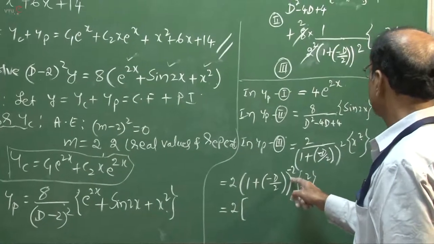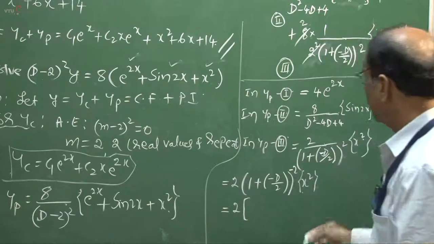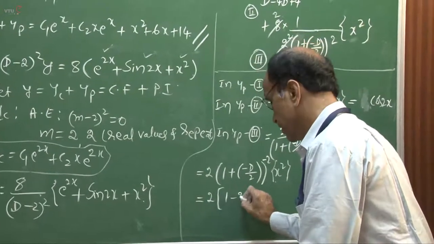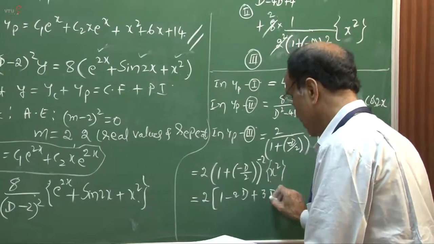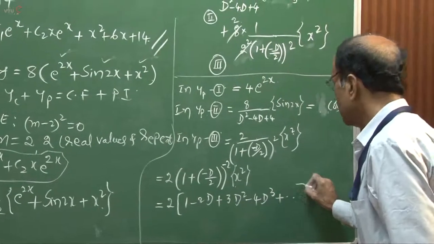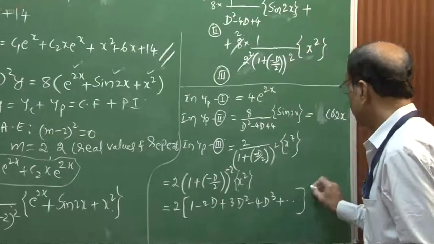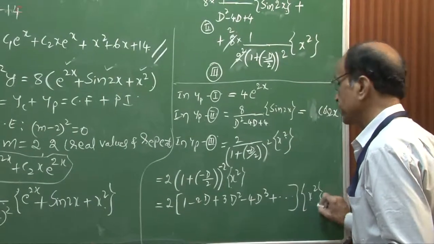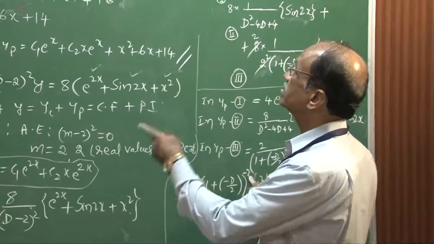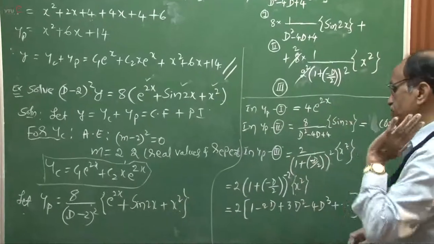this is 1 plus of d whole to the power minus 2, it is not plus minus 1. Therefore, 1 minus 2d plus 3d square minus 4d cube, and plus so on. So this is the formula according to binomial theorem. This is the formula to be used and to be operated on x square. Binomial theorem for negative index. This is negative index, but in the denominator it is positive index. When you write it to the numerator, it becomes negative index.